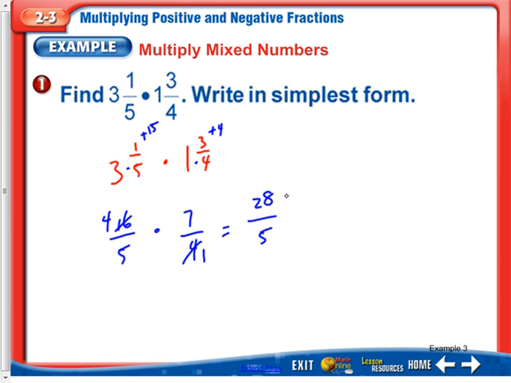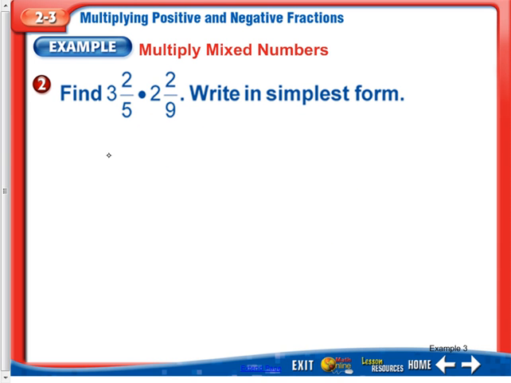So let's go ahead and I'm going to subtract 25. That'll give me 3 left over. All right, this will give me 5 whole with 3/5 left over. All right, they're both positive, so this is my final answer. It'll be a positive answer, 5 3/5.